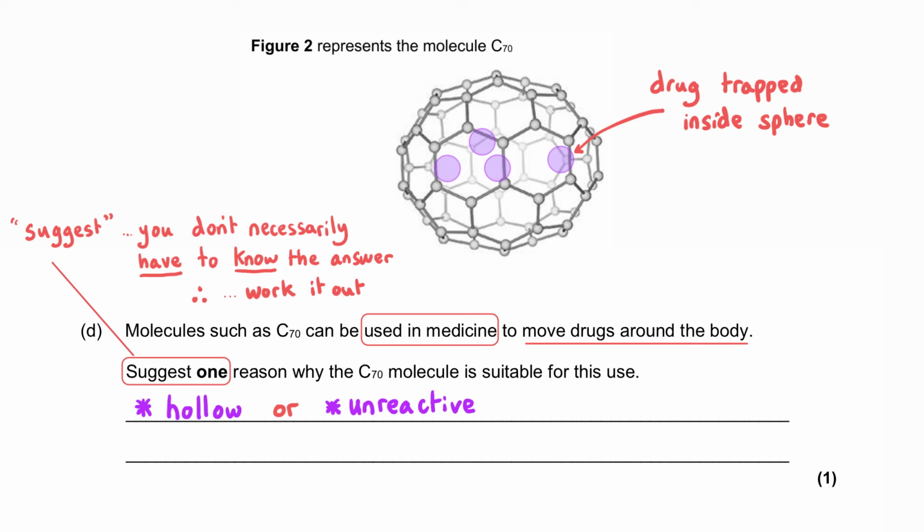Additionally, this type of fullerene is unreactive, which means no side reactions will happen inside the body, which would be undesirable. And they're also non-toxic, which means it won't cause harm to the patient taking the medicine. And then one final option that you could give is that this molecule has got a very large surface area to volume ratio, which actually makes it suitable for all manner of different uses, and as a medicine is just one of them.